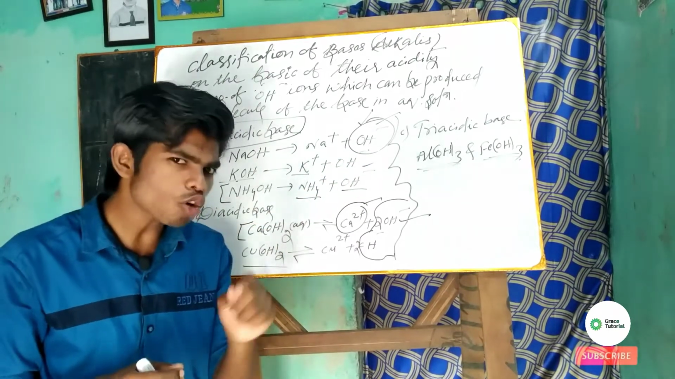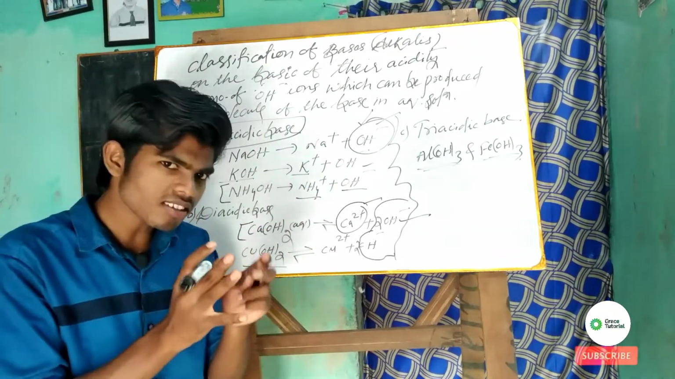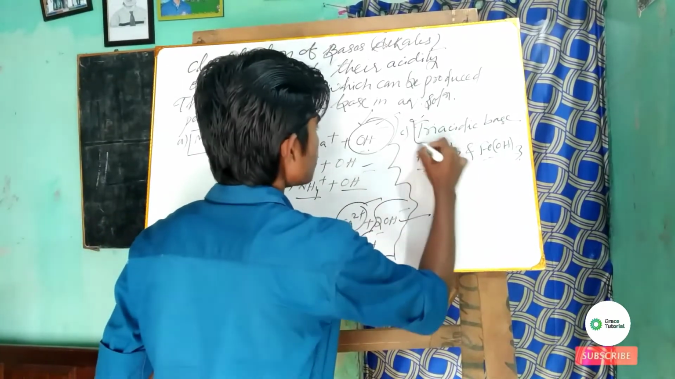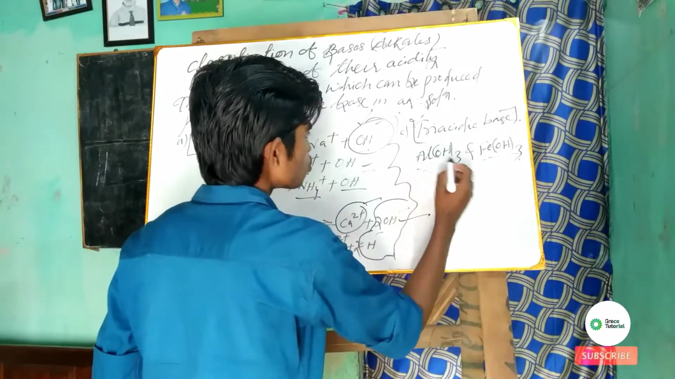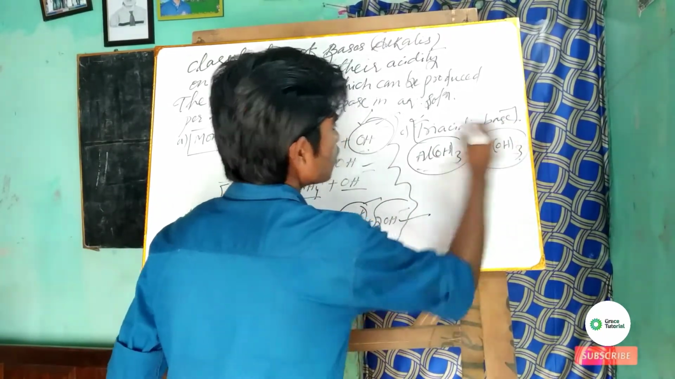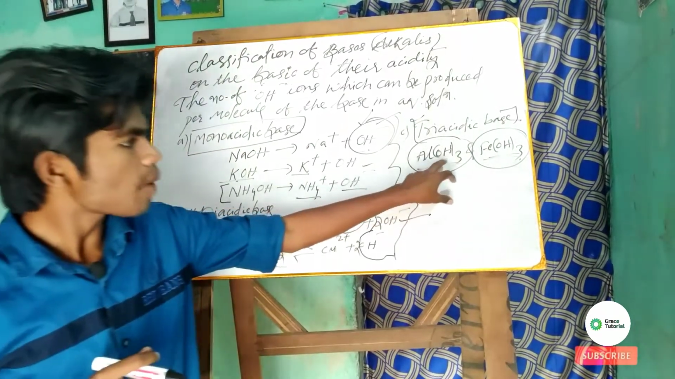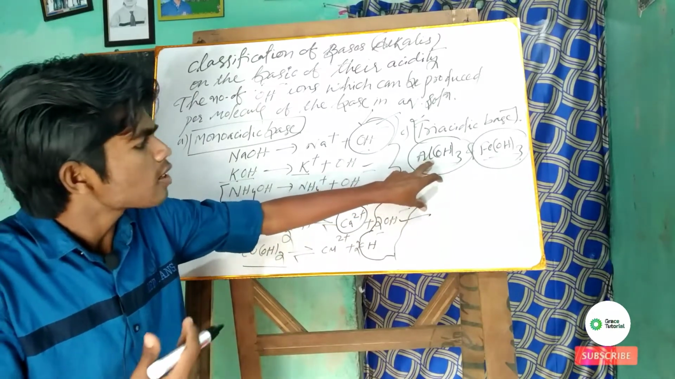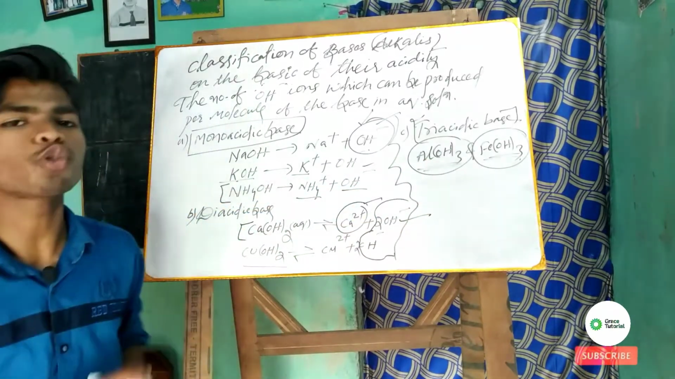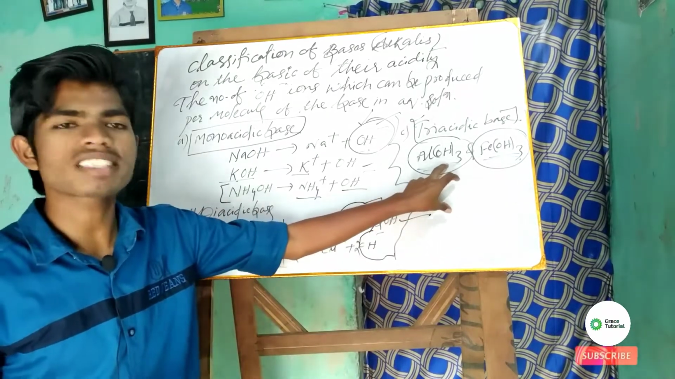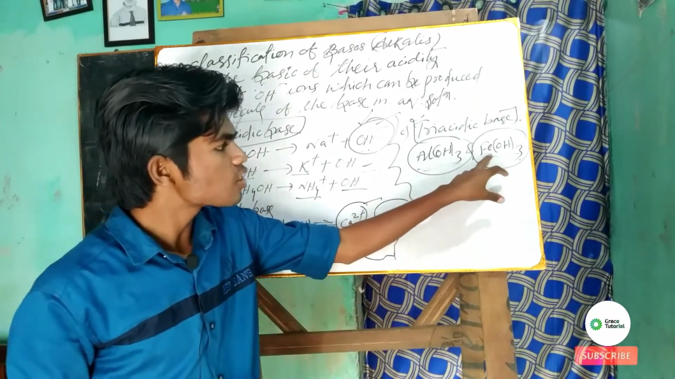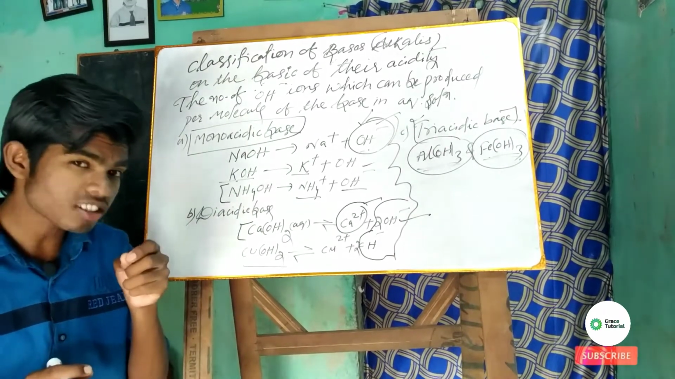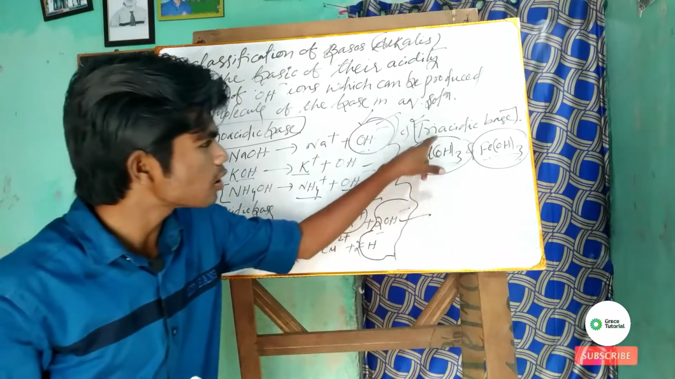Similarly, if any substance on dissociation in the aqueous solution furnishes three hydroxyl ions, then those substances are called the triacidic bases. So here we have written two examples of the triacidic bases: aluminium hydroxide and ferric hydroxide. Whenever you dissociate the aluminium hydroxide in the aqueous solution, what happens? You will get three hydroxyl ions. Similarly, whenever this ferric hydroxide is dissociated in the aqueous solution, what do you get? You will get three hydroxyl ions. That's why it comes under the triacidic base.